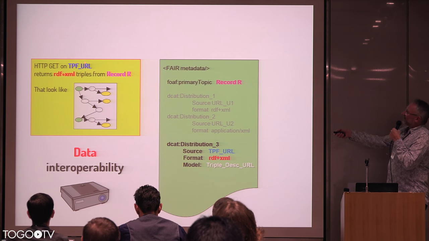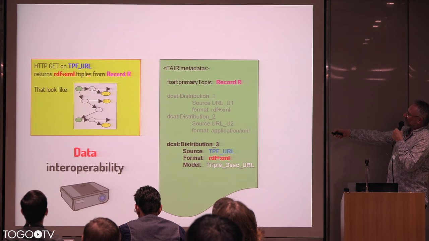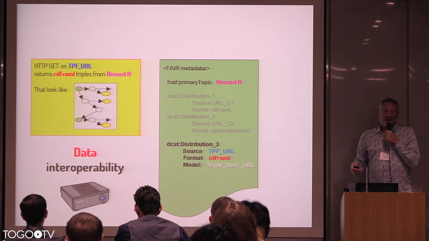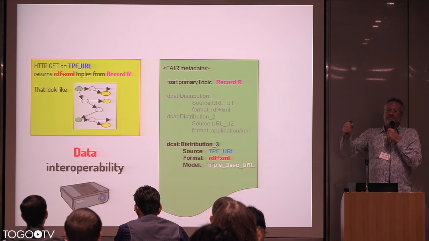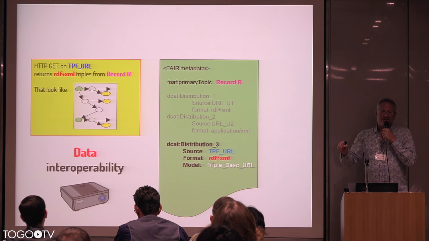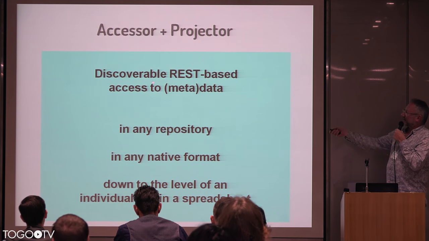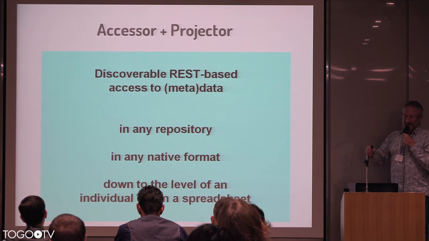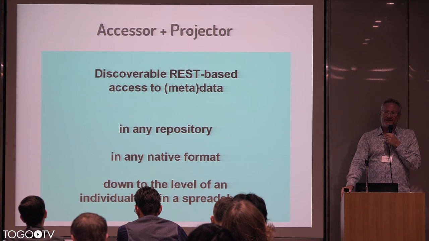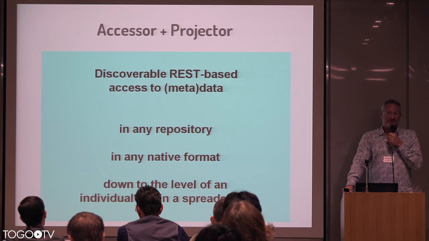So projection is, if I call GET on this URL, I'm going to get RDF XML triples from this record following this format, and I can project out that data in whatever format I want, and it's discoverable. And because my projector can burrow all the way down to an individual spreadsheet cell, I now have discoverable REST-based access to both data and metadata in any repository, in any native format, all the way down to an individual spreadsheet cell. Discoverable access. And that's, in my opinion, the holy grail. Mic drop.